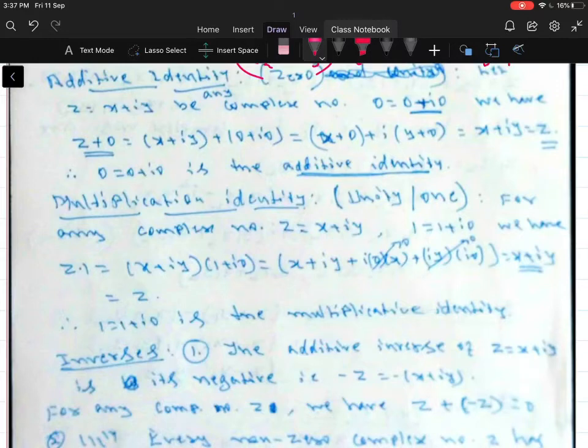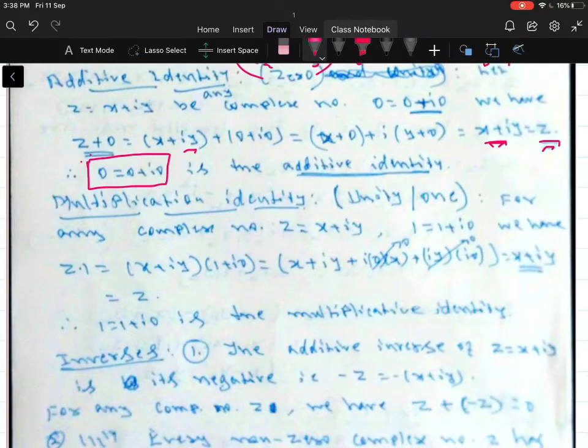So 0 can be written in the complex form 0 + i0. Then we have z + 0 = z only. Z have taken x + iy plus 0 + i0. That is just adding the real part of z and 0, that is x + 0, and adding the imaginary part of z and 0, that is y + 0. So this can be written as x + iy, that is equal to z. Therefore, 0 is the additive identity.